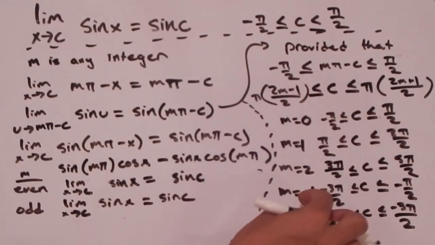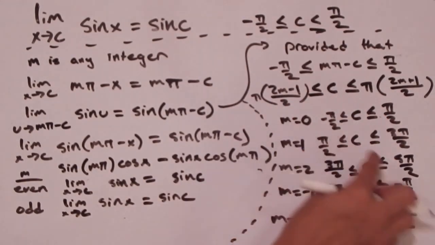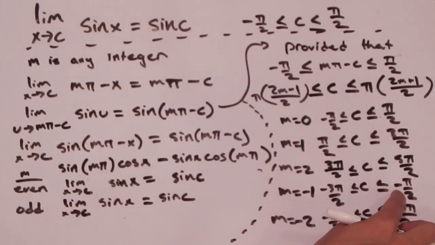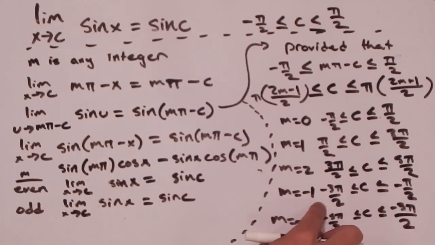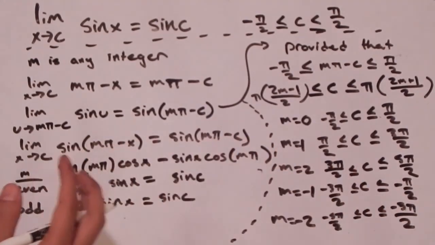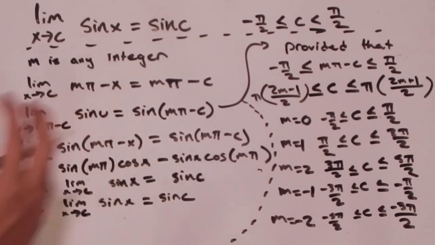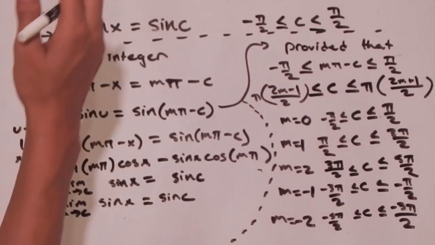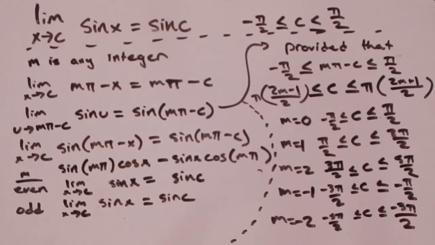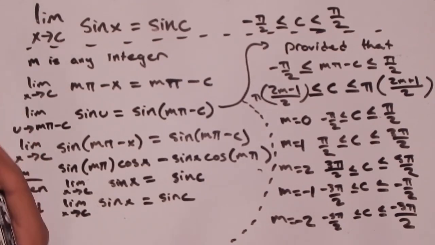And then as we go on down, we can see there's still that overlap. We get negative pi over 2 and negative pi over 2, and then negative 3 pi over 2 and negative 3 pi over 2. And we can work m all the way down, because remember, m can be any integer all the way down to negative infinity and any integer all the way up to positive infinity. And that effectively allows us to see that c, that value c that the limit is approaching, is able to be any value all the way from negative infinity up to positive infinity.